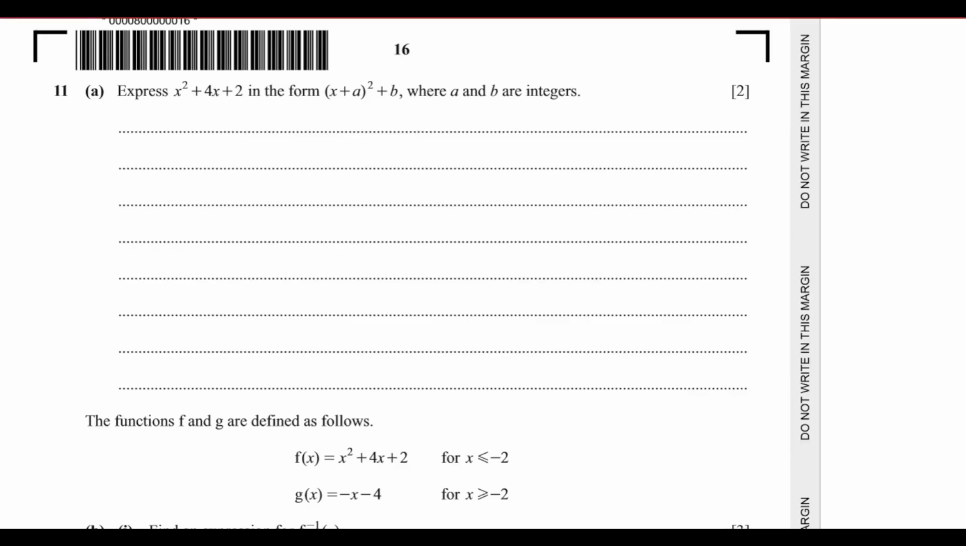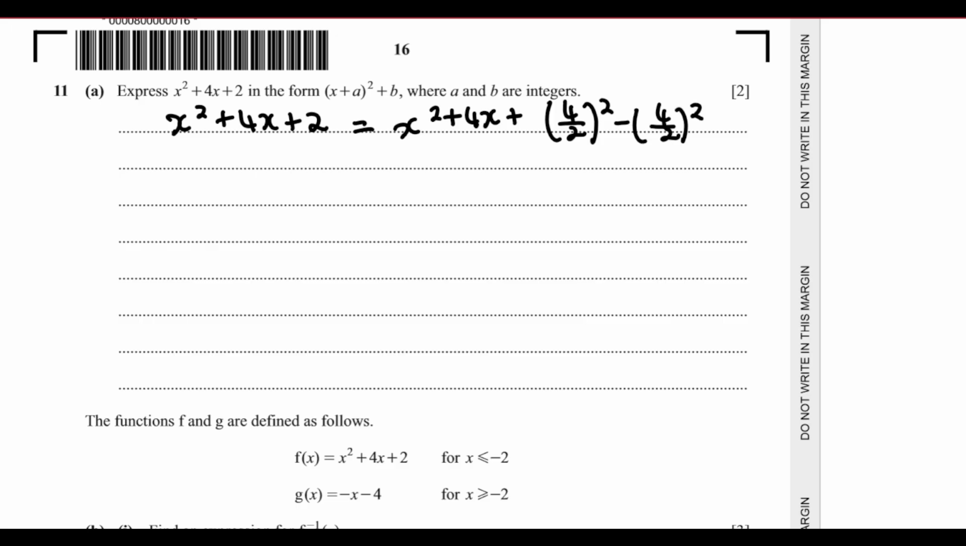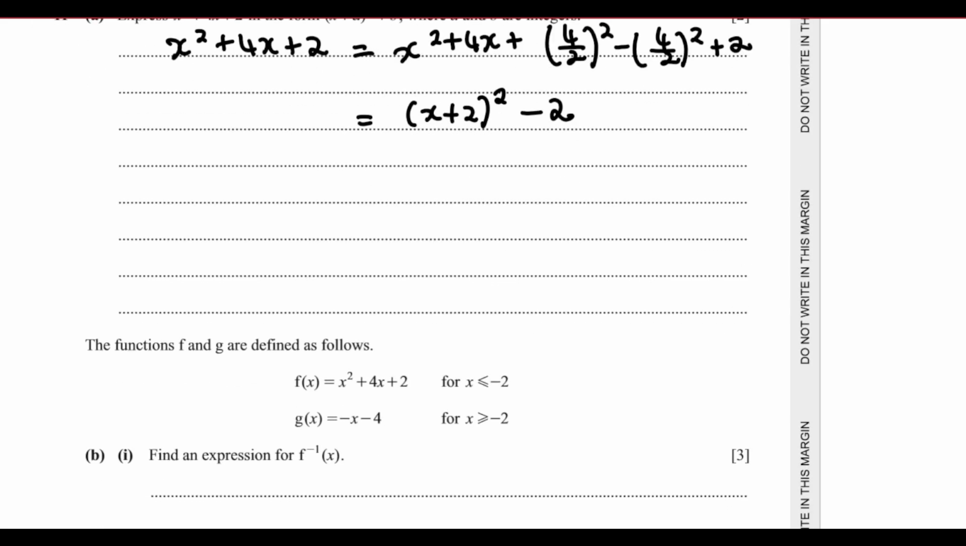Okay, question 11. Question 11, I think, is the easiest question on the paper, so try to get all the marks here. Okay, so this is just completing the square. We can write this as maybe this, or you could use any other method. In the end, they just want (x plus 2) squared minus 2. Okay.